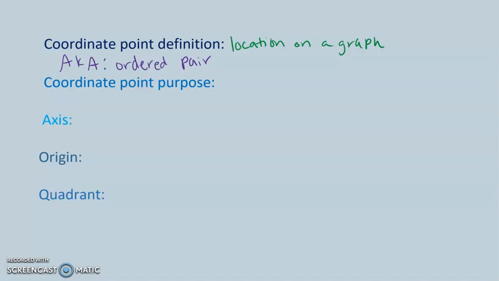A real life example of this would be like a GPS. GPS uses things that we call longitude and latitude, which basically takes the globe and puts it on a coordinate plane to figure out where you are located and actually pinpoint that one specific location. So again, a coordinate point's purpose is just for mapping and locating.